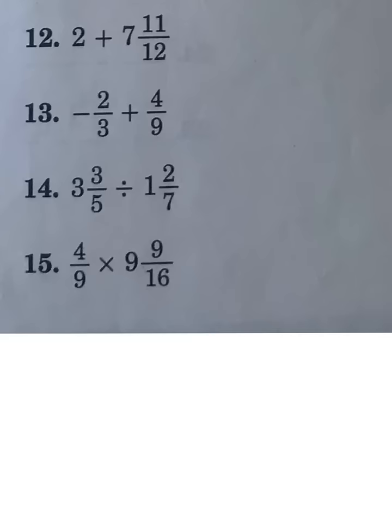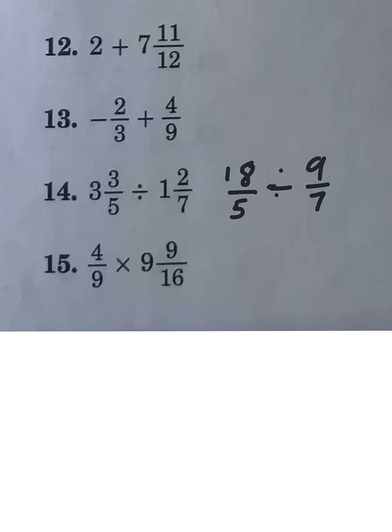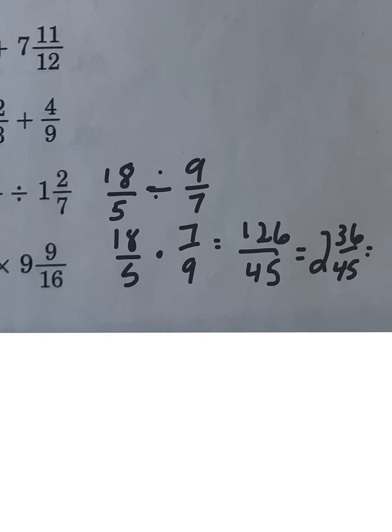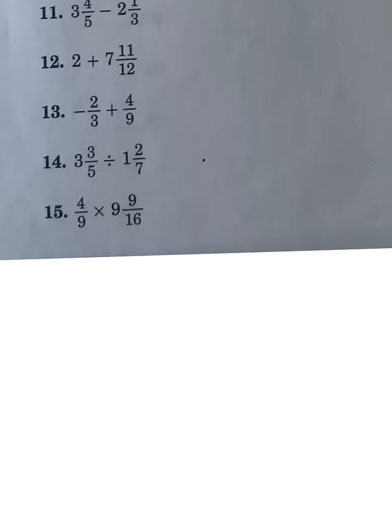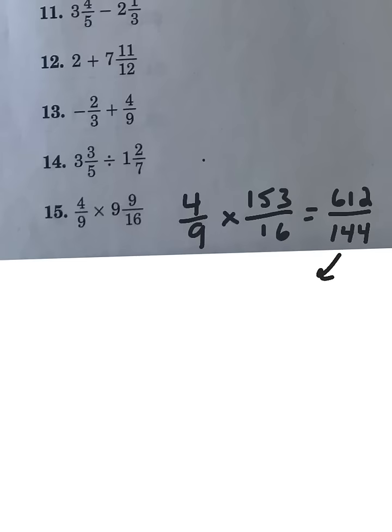Dividing mixed numbers. First thing, change them to improper fractions. Next step, keep, switch, and flip. Next step, top times top, bottom times bottom, which equals 2 and 36/45. Next step, simplify, which is 2 and 4/5. Last one on this page is just multiplication. First step in multiplying mixed numbers is change it to an improper fraction. Then just have to simplify that, which becomes 17/4, which is 3 and 1/4.